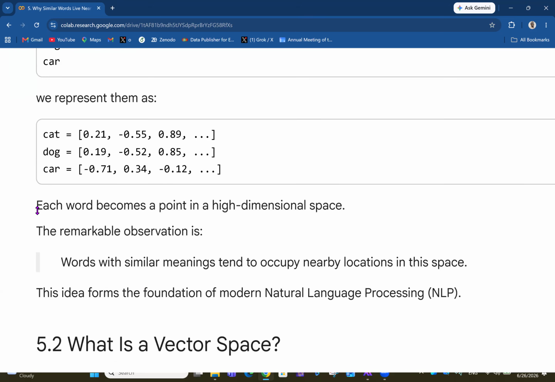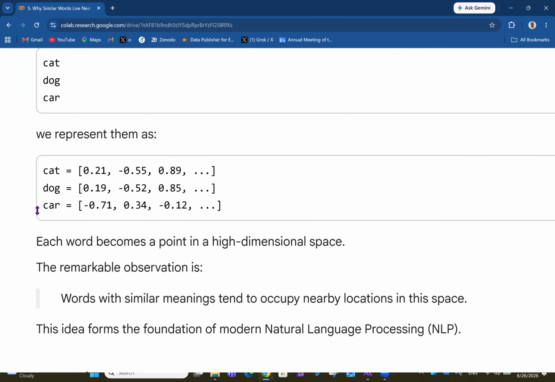So each word becomes a point in a high dimensional space. And the remarkable observation is that words with similar meanings tend to occupy nearby locations in this space, right? So the idea forms the foundation of modern natural language processing. Now you see that here, for the first dimension, cat is 0.1, dog is 0.19, but car is far away at minus 0.71. So cat and dog are closer together. On the other hand, second dimension, you have minus 0.55, minus 0.52, while this is 0.34, totally far away. Then 0.89. So by doing this kind of representation alone, we already put the similar words close by themselves.